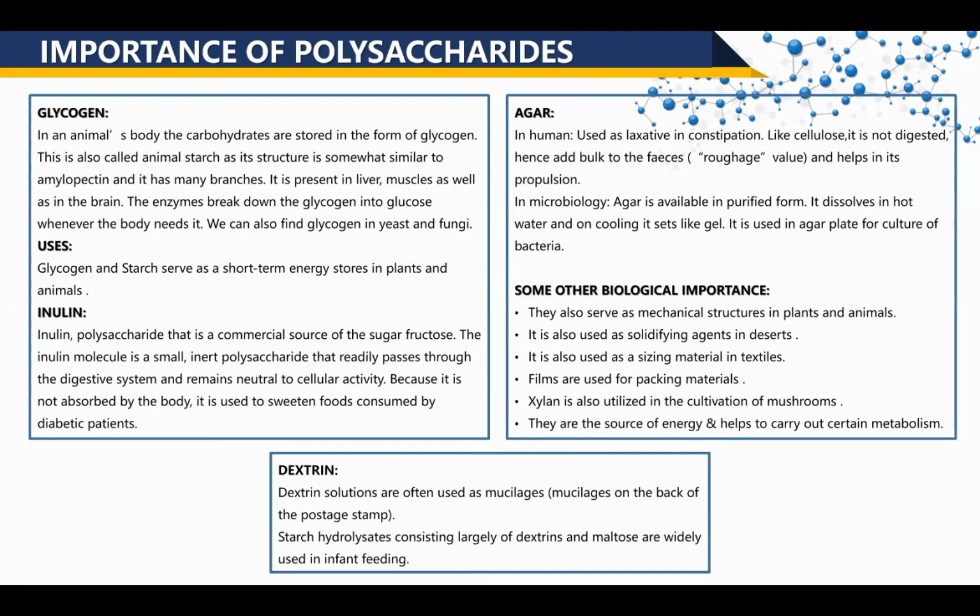Dextrin. Dextrin solutions are often used as mucilage. Starch hydrolysate consisting largely of dextrins and maltose is widely used in infant feeding.